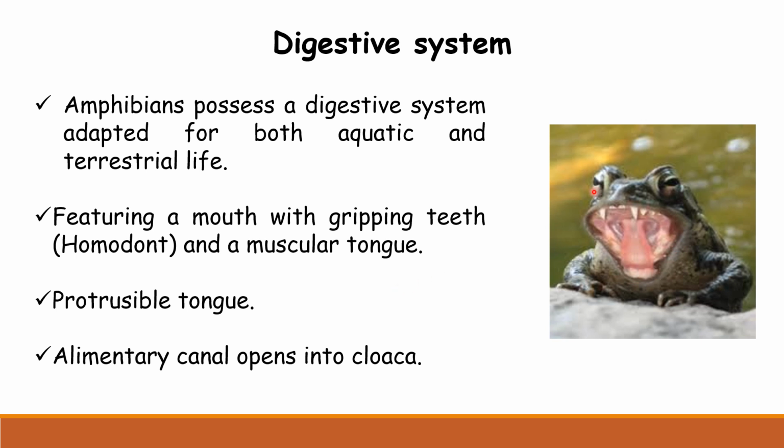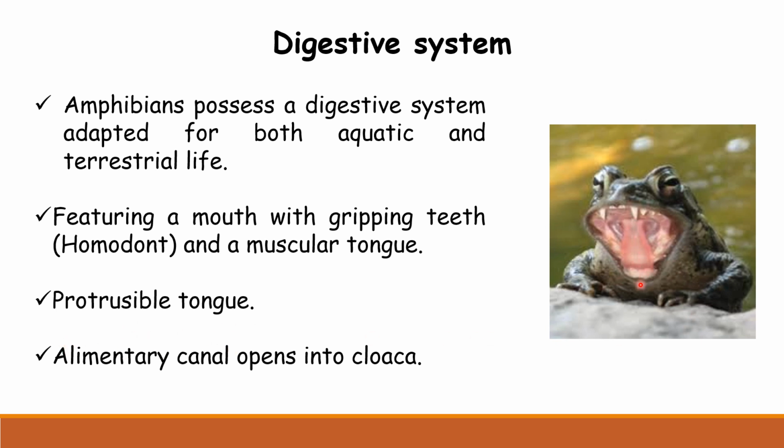The mouth is very wide in nature, as we can see in this diagram here, and inside the mouth we can see the presence of very sharp teeth. The gripping teeth belong to the homodont type, and a muscular tongue is also present. In amphibians, we can see a protrusible type of tongue. Here in this image, you can clearly see this.